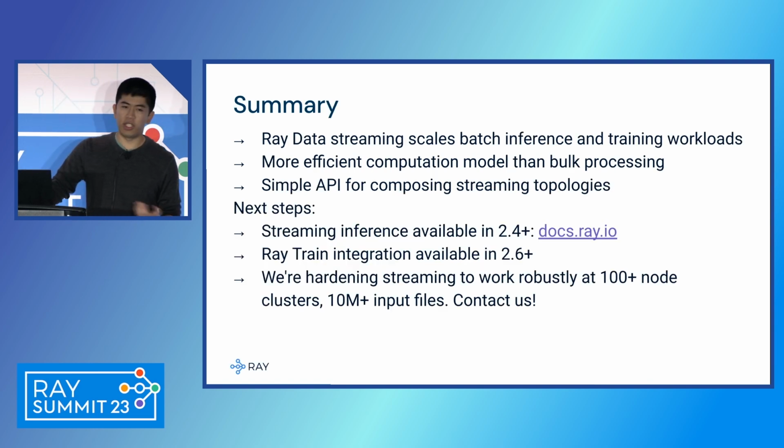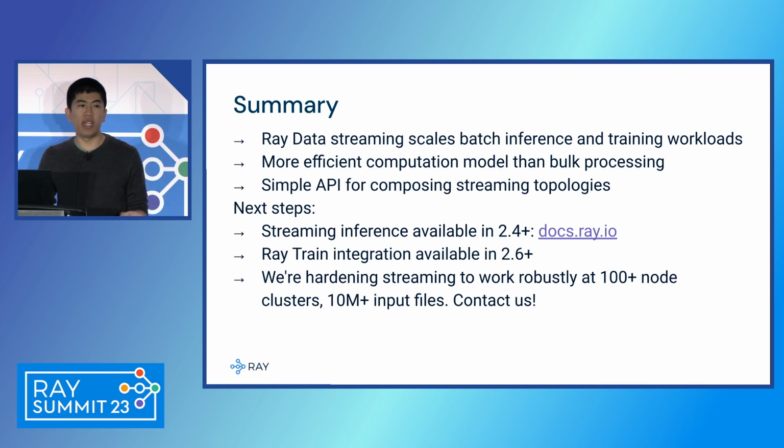So just to summarize, Ray Data streaming scales batch inference and training workloads. It's a much more efficient computational model than the bulk processing of the past. And the API doesn't really change, the same simple API. If you're interested in using Ray Data for streaming or inference, our documentation is available at docs.ray.io. There's also integration with the Ray Train library starting with 2.6, so you can use the Train API and pass the datasets to it.